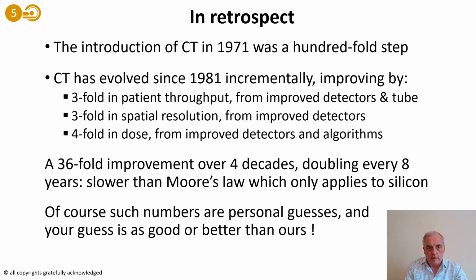So if you just multiply 3 times 3 times 4, you get 36. If we've got a 36-fold improvement over 4 decades, that means that it's been doubling about every 8 years. The performance of CT has doubled in that 8-year period. So you could say it's 4 times slower than Moore's law, but Moore's law is an unfair comparison because that only applies to silicon, and it only applies within the silicon chip industry to those chips which are absolutely the highest volume.